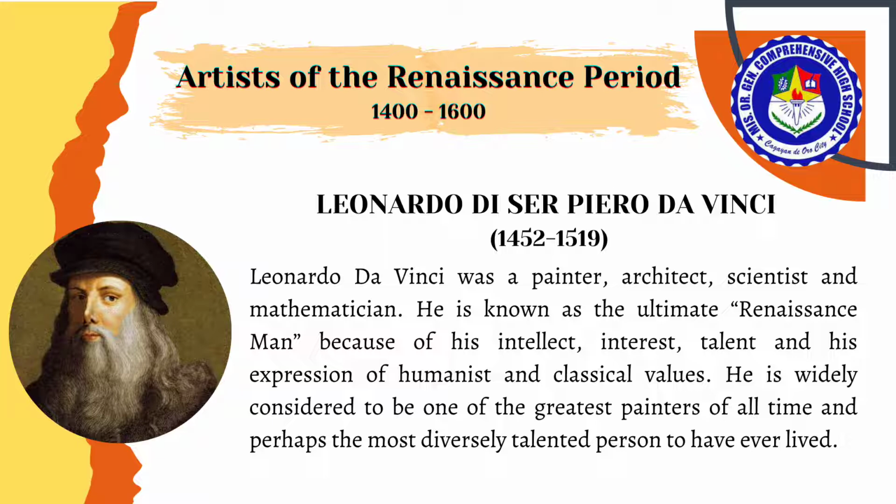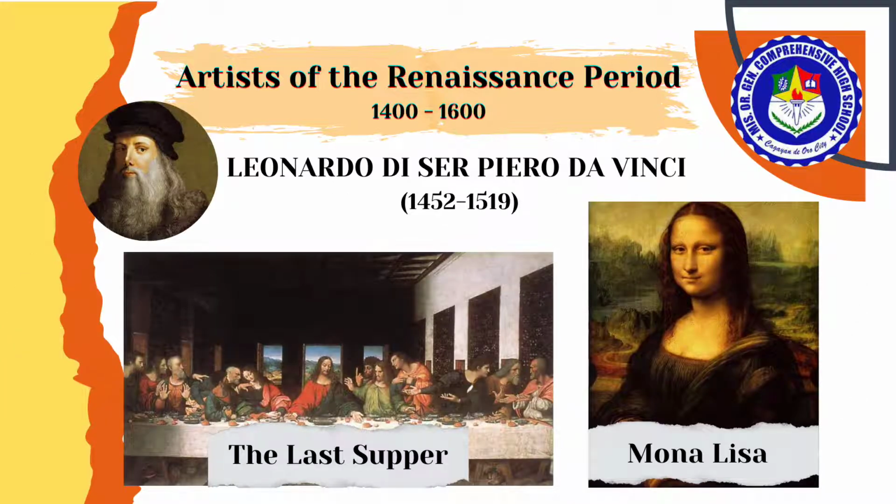He is known as the ultimate Renaissance man because of his intellect, interest, talent, and his expression of humanist and classical values. He is widely considered to be one of the greatest painters of all time, and perhaps the most diversely talented person to have ever lived. His well known works were The Last Supper, which was the most reproduced religious painting of all time, and the Mona Lisa, which was the most famous and most parodied portrait.